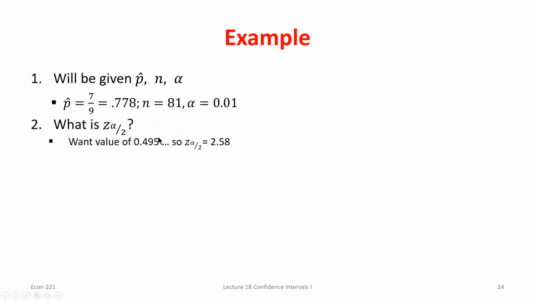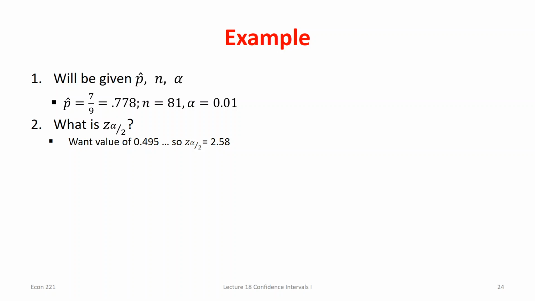So I looked that up in the table. I don't know why this is wrong. I'll have to update this value. This should not be 0.495. We should be looking at 0.005, right? Alpha over 2, 0.005. So I'll alter that and re-upload the complete version of the slides. So we looked that up.